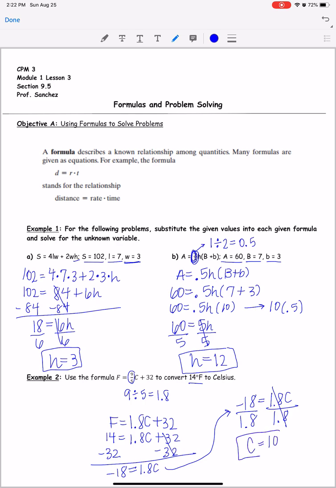So you can either say C equals 10, or you can say, and that should be negative 10, sorry. So you can either say C equals negative 10, or you can say negative 10 degrees Celsius. Okay. Either of those work just fine.